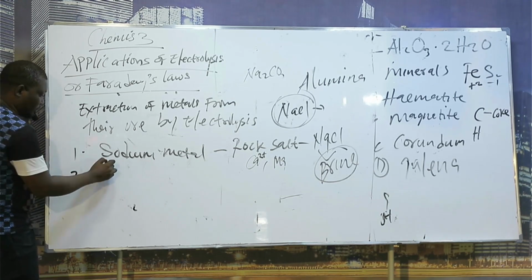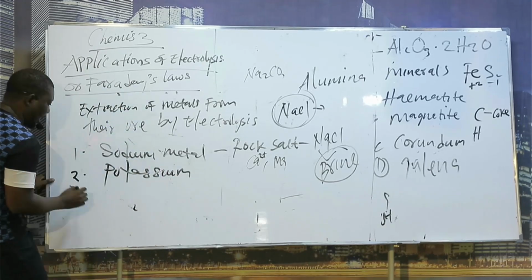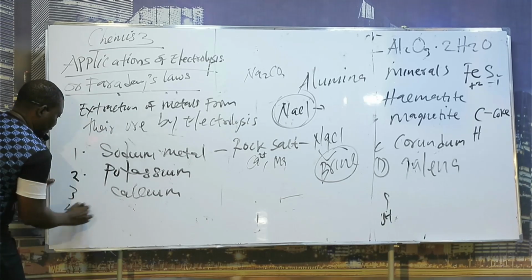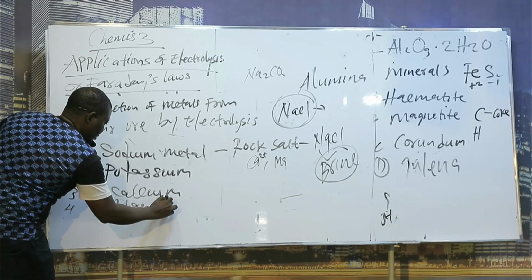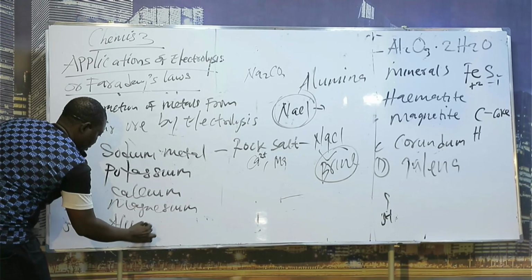There are 5 metals you do so for, like that. The next metal is what? Potassium. Next metal is what? Calcium. Next metal is what? Magnesium. And the last metal is what? Aluminium.